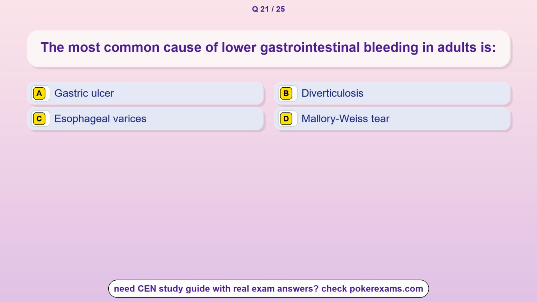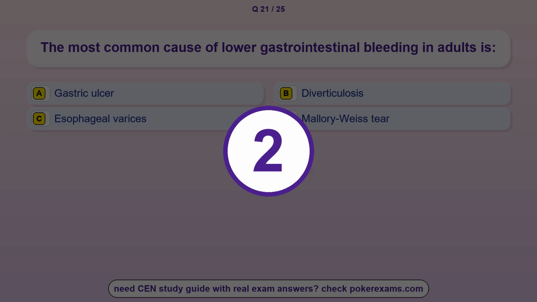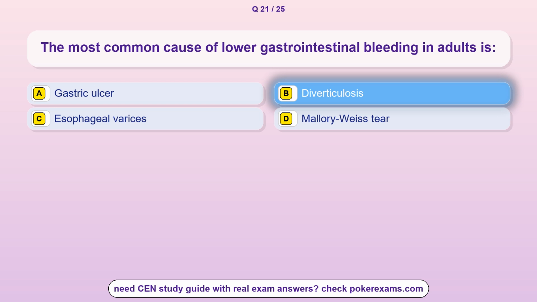Question 21. The most common cause of lower gastrointestinal bleeding in adults is option A, gastric ulcer. Option B, diverticulosis. Option C, esophageal varices. Option D, Mallory-Weiss tear. The correct answer is option B, diverticulosis.